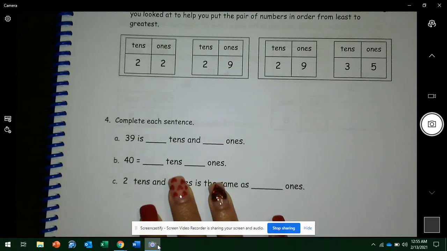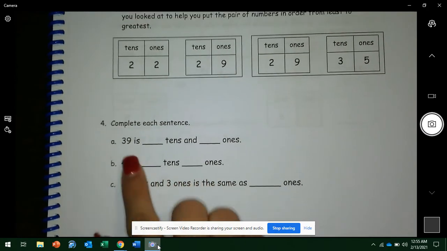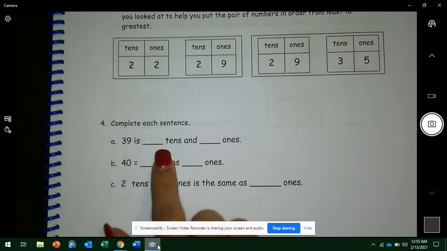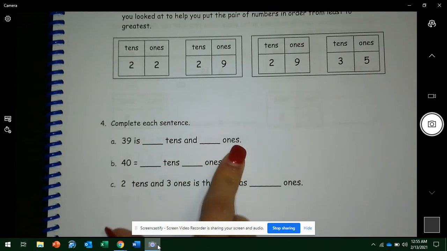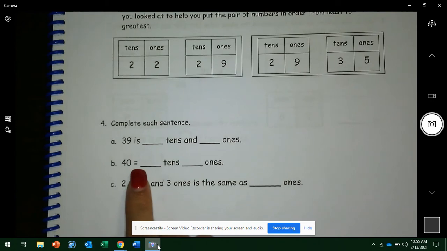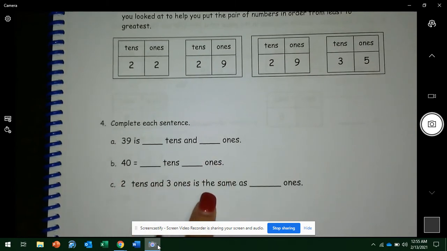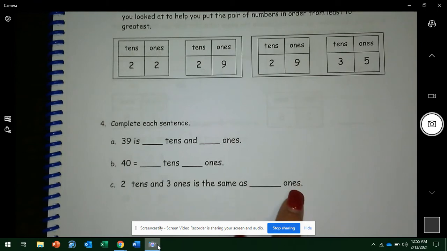Number 4, you're going to complete each sentence. 39 is blank tens and blank ones. B, 40 equals blank tens, blank ones. C, 2 tens and 3 ones is the same as blank ones.